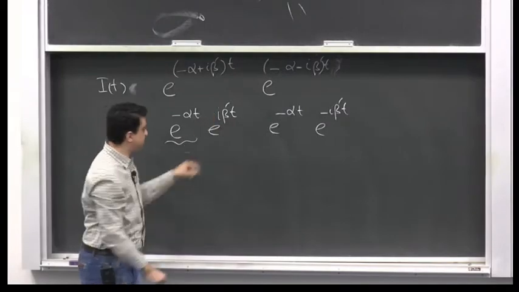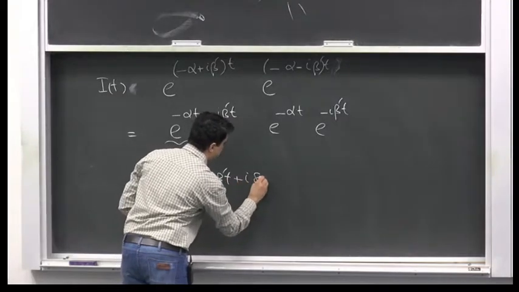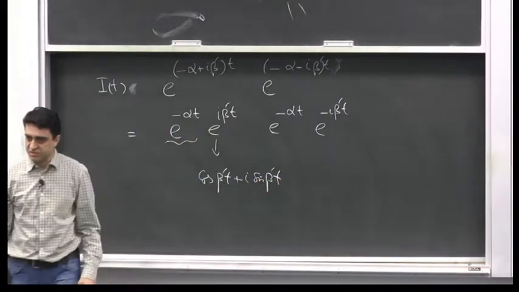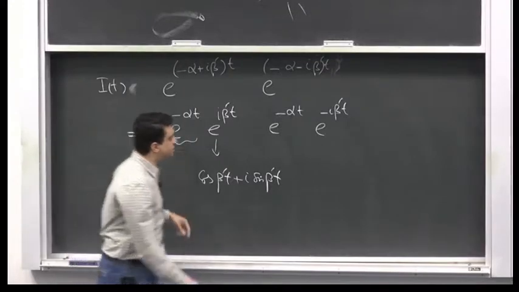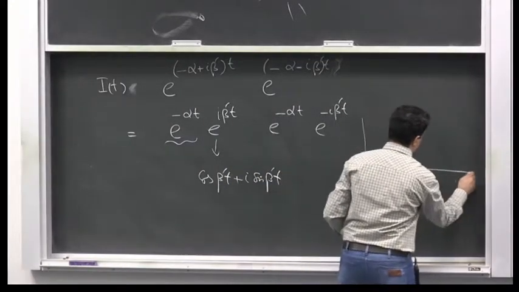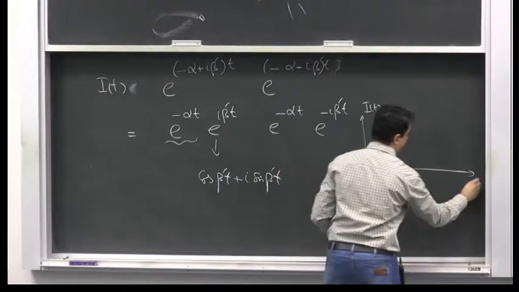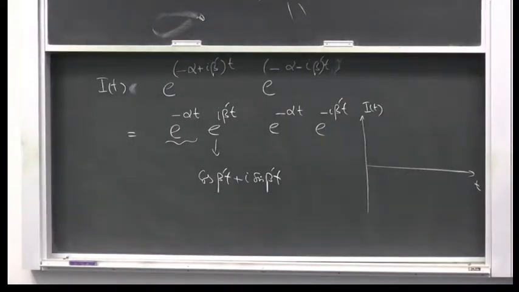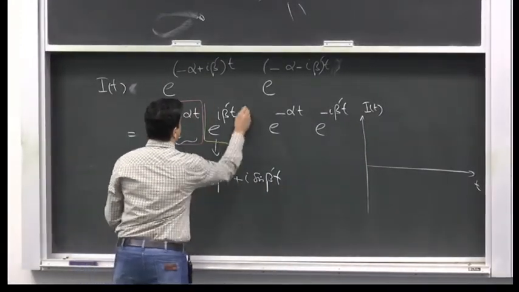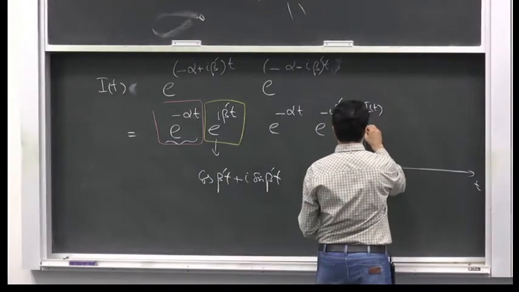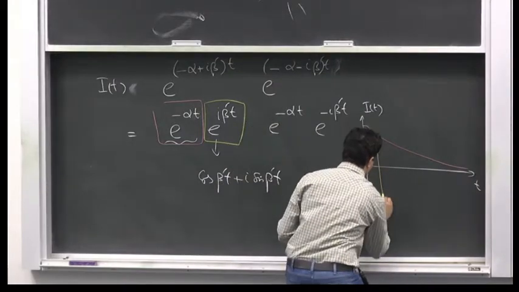Because it has an i in there, it would have cos beta t plus i sin beta t. It would be a sinusoidal function. So what you have is a sinusoidal function multiplied by an exponentially decaying function. So let me plot those things. One part is an exponentially decaying function, the other part is a sinusoidal function.